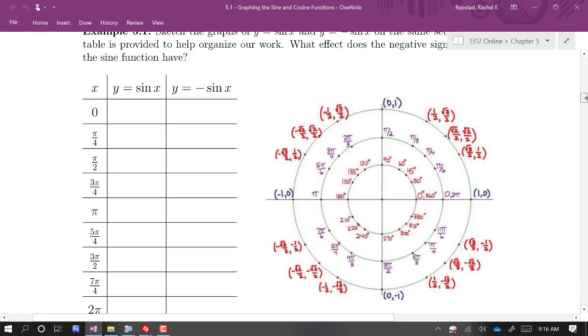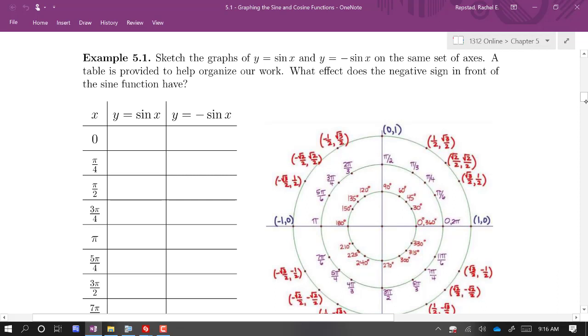On this next page, we've got a table set up for us to find some values, and I included the unit circle here just because then we could grab those values that we need quickly without needing to use a calculator. So we're starting with sine, and remember that the sine of an angle is the y coordinate. Also, we are plotting this graph where x is in radians.